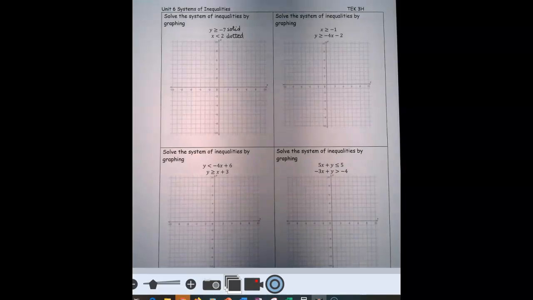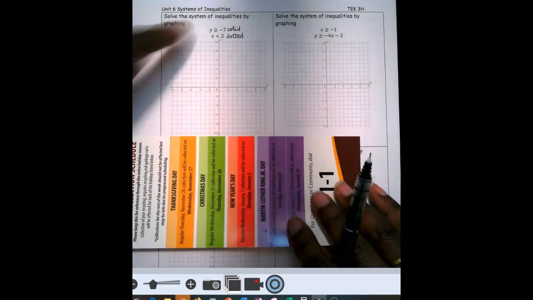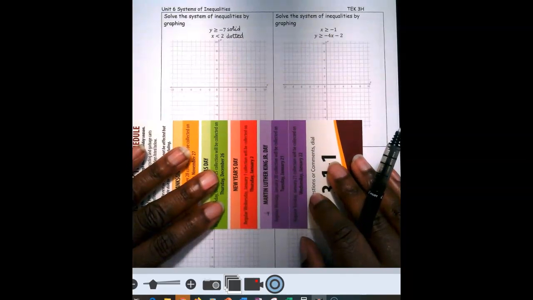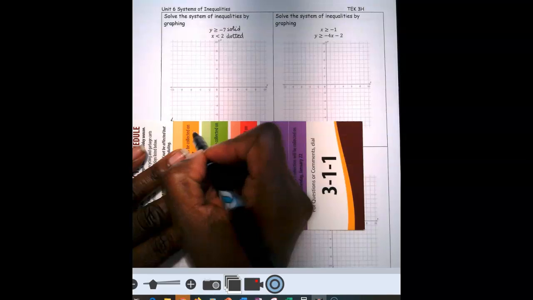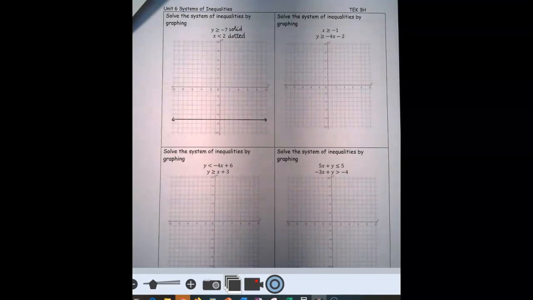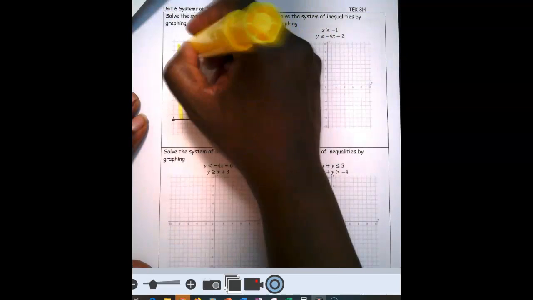So what we've got is y is greater than or equal to -7. So we're going to come down to -7, and it's y, so I know I have to go across the y-axis. And I know I need a solid line, so I'm going to go ahead and put a solid line here. And all of my values of y are greater than this line, so I'm just going to use color here.